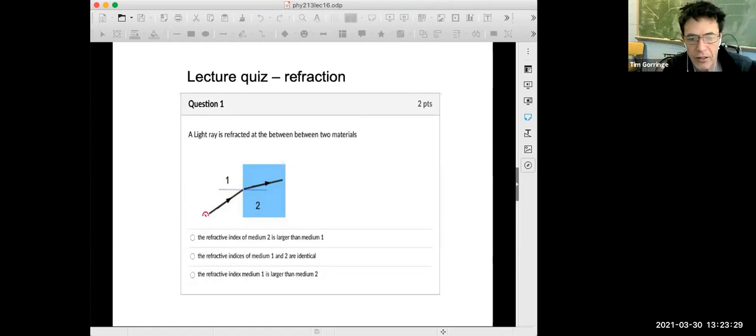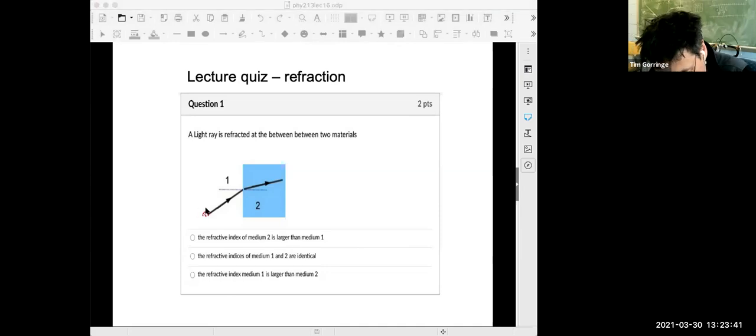This is a famous example for lifeguards, actually. I'll just tell you the lifeguard story here. So if you're a lifeguard, and you're standing here on the beach. So medium number 1 is the beach, the sand. And you want to rescue the drowning person in the ocean. So medium number 2 is the ocean.